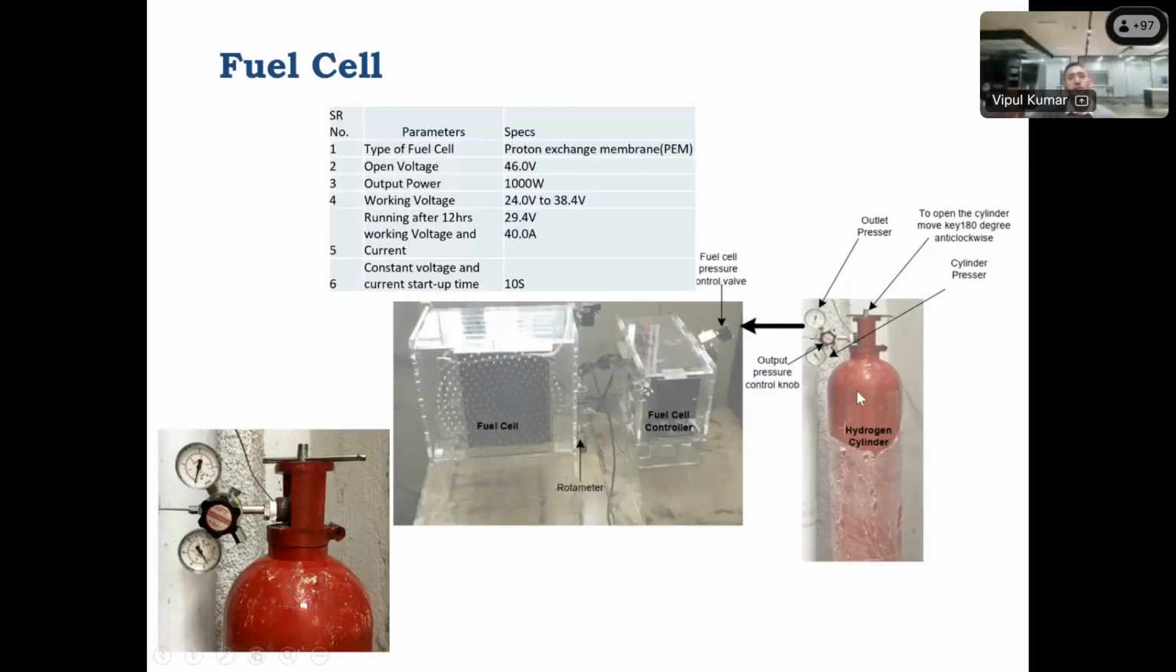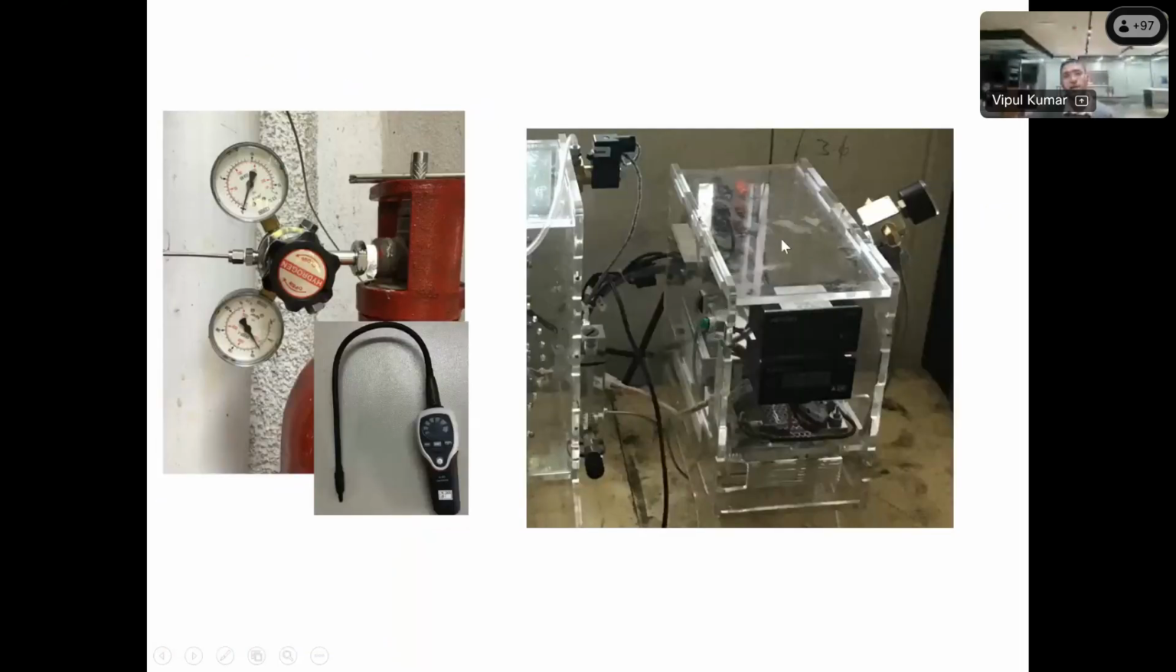So after that, we have the fuel cell. You can say this is the fuel cell. So we have the hydrogen cylinder. On the top of the hydrogen cylinder, we have a meter to measure the pressure. Okay, and you can see the black item is placed inside the acrylic box. That black item is the fuel cell, and on the right side of that big acrylic box, there is a small acrylic box.